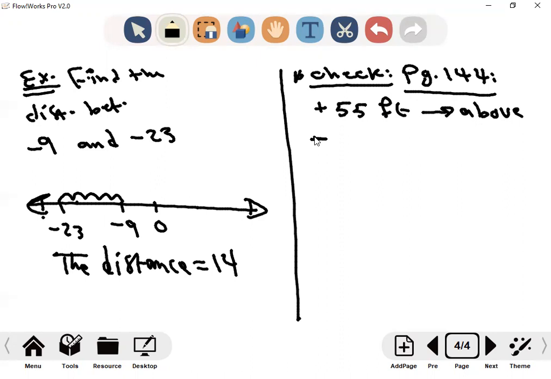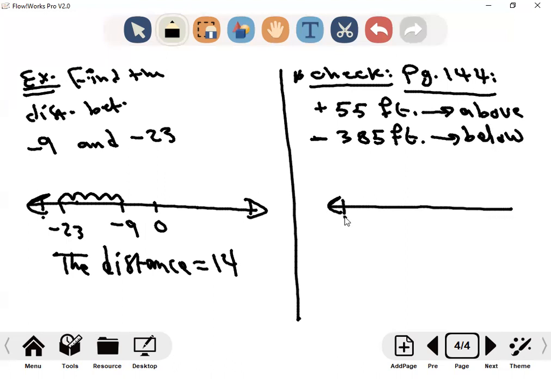Negative 385 feet. And why did I put negative? Because it is below sea level. So we have two integers here, right? One positive and the other is negative. Negative means the zero is between them, not exactly between, but it's between them. So here the zero, here the negative, and here the positive, right?